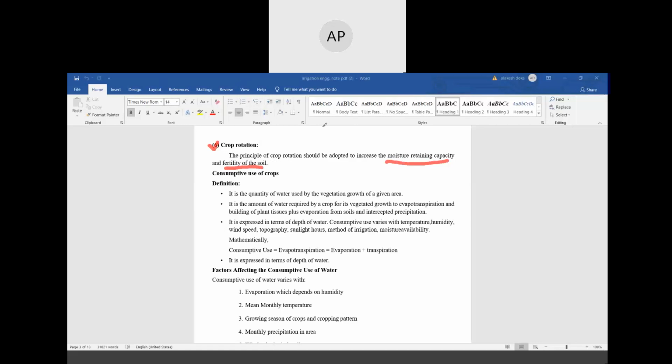Next, another important point is consumptive use of crops. What is the definition? It is the quantity of water used by the vegetation growth of a given area. It is the amount of water required by crop for its vegetated growth due to evapotranspiration and building of plant tissues, plus evaporation from soils and intercepted precipitation. Okay, it is expressed in terms of depth of water.